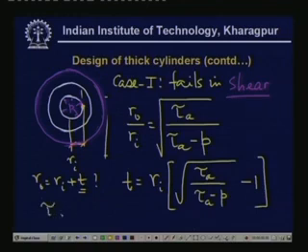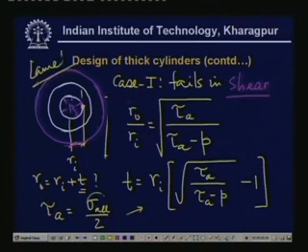And tau A is normally taken to be sigma allowable divided by 2. This is a rough estimate, and if you use that, you can get this relationship in terms of sigma allowable, which are coded. So, there are codes available which say what those values of sigma allowable will be. Now, this is the case of design of a thick cylinder when it fails in shear, and these are based on Lame's equation.